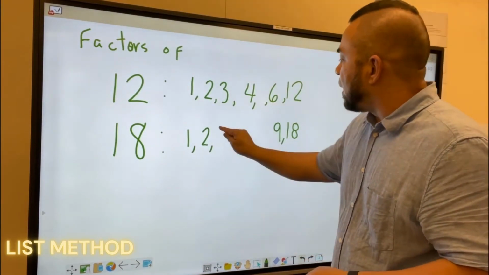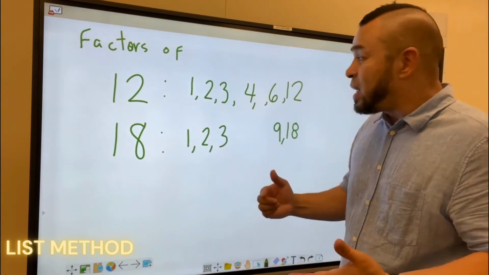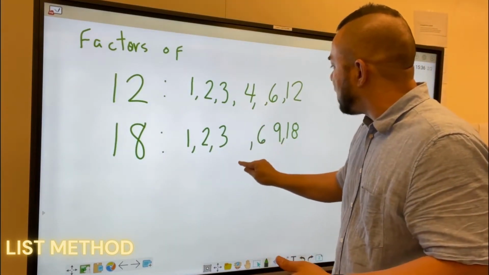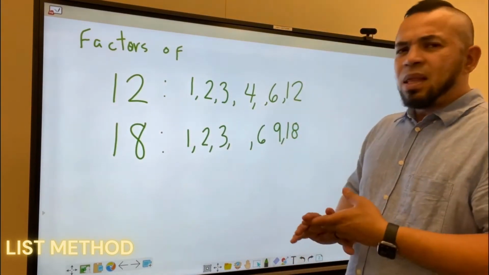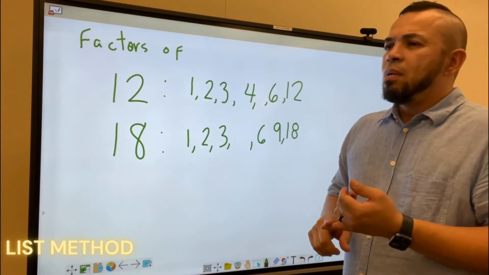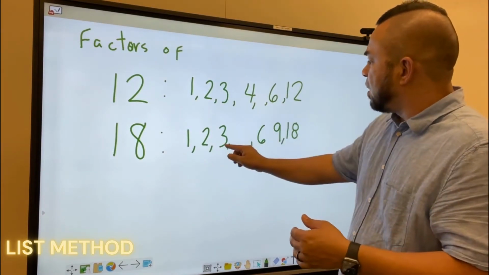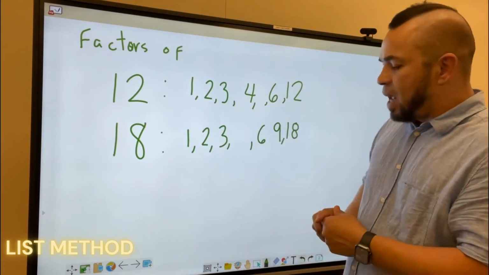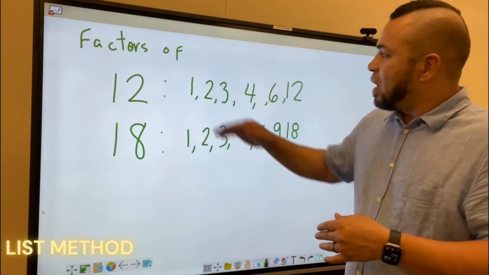Then I think of the 3. 3 times what gives me 18? 3 times 6. So 3 times 6 gives me 18. I have a 3 and a 6. And then I think of just anything higher, 4, nope. The highest I can go is 3 times 6, and it gives me 18. So that gives me the factors of 12 and 18.